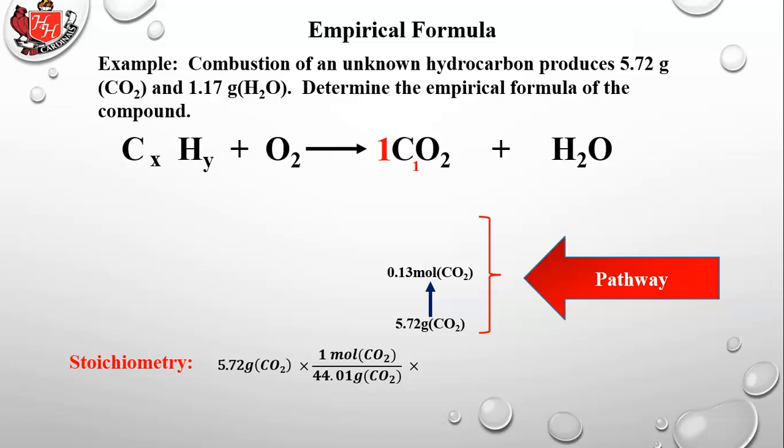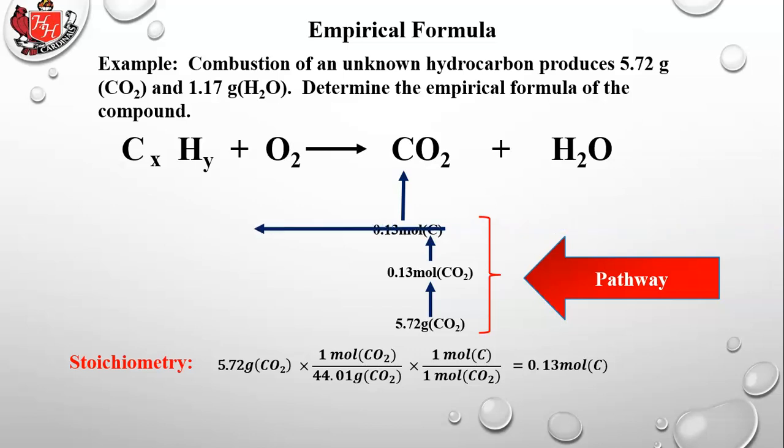Then we remember, look up there at the equation, that there's 1 mole of carbon for every 1 mole of CO2. You don't normally write those ones, but just so you're clear that they're there, it's a 1-to-1. So we're going to write that down below: 1 mole of carbon for every 1 mole of CO2. And so when we do the math on that equation, we get 0.13 moles of carbon. So there we go. We know that on the product side we have 0.13 moles of carbon.